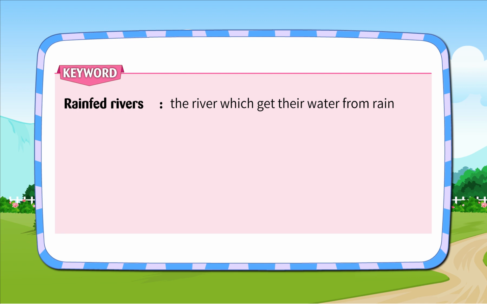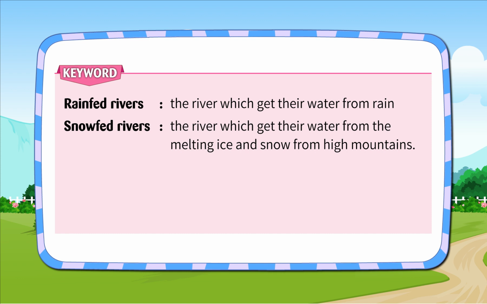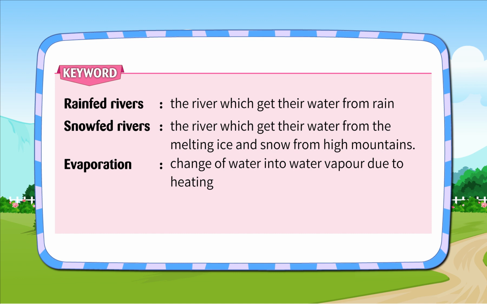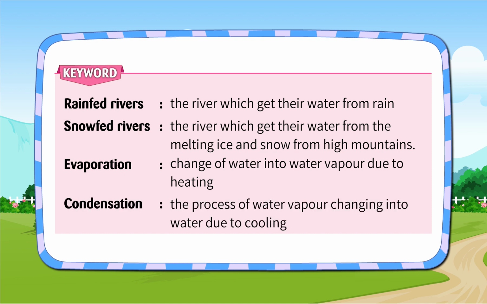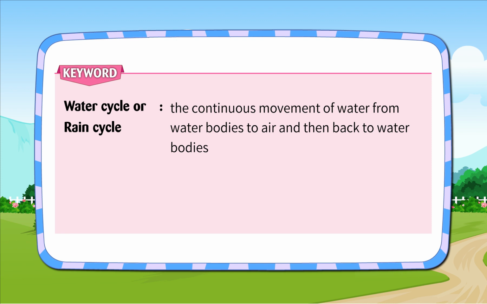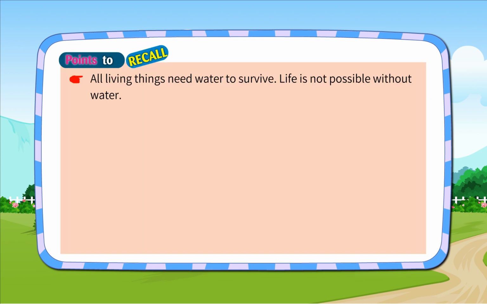Keywords. Rain-fed rivers: the rivers which get their water from rain. Snow-fed rivers: the rivers which get their water from the melting ice and snow from high mountains. Evaporation: change of water into water vapor due to heating. Condensation: the process of water vapor changing into water due to cooling. Water cycle or rain cycle: the continuous movement of water from water bodies to air and then back to water bodies.